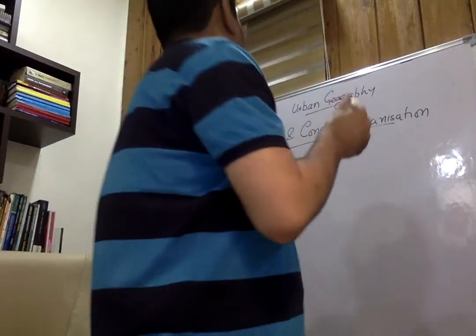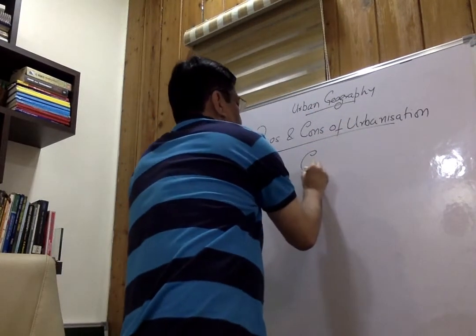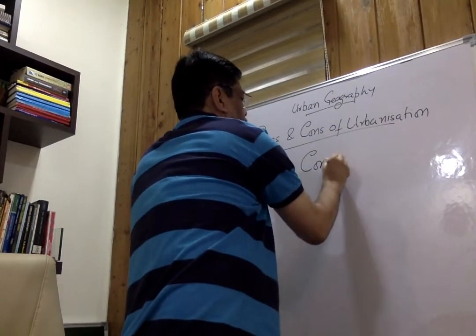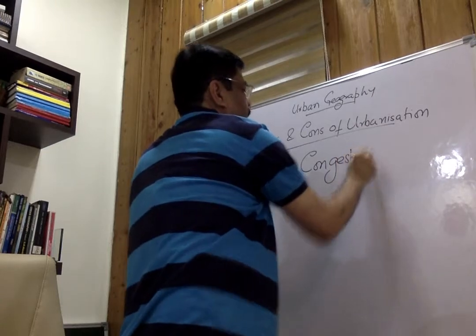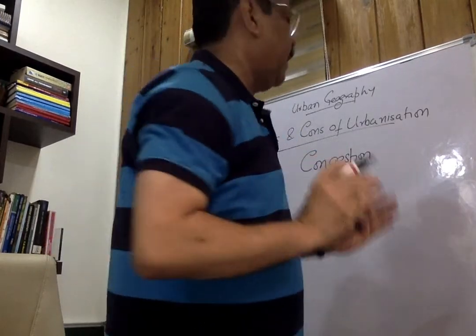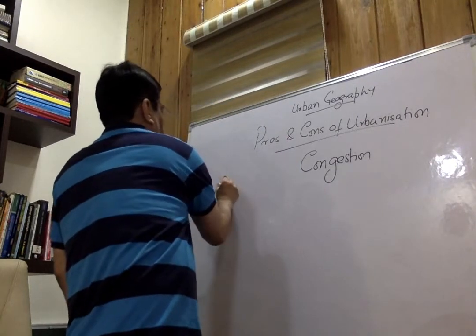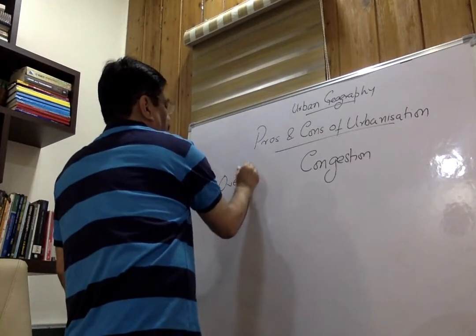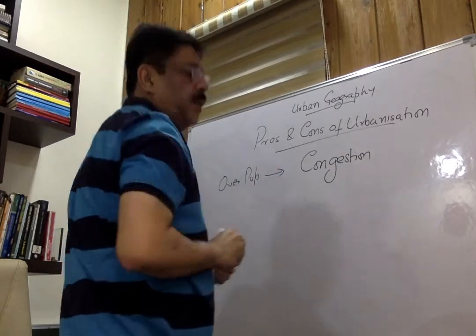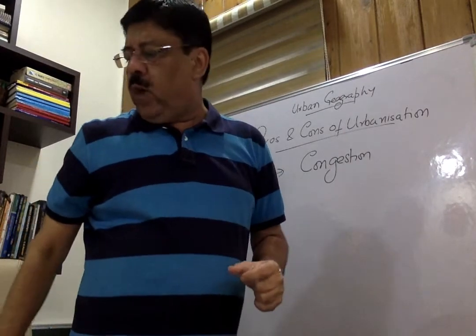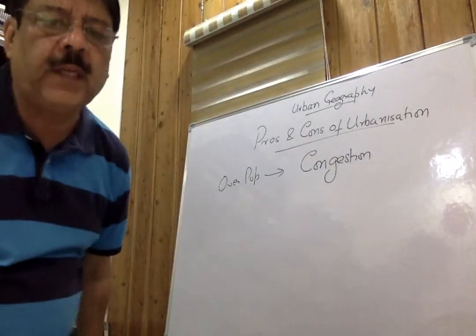Congestion is one of the adverse impacts of urbanization. Congestion in cities. Overpopulation leads to congestion. So what does it do? What does congestion do?